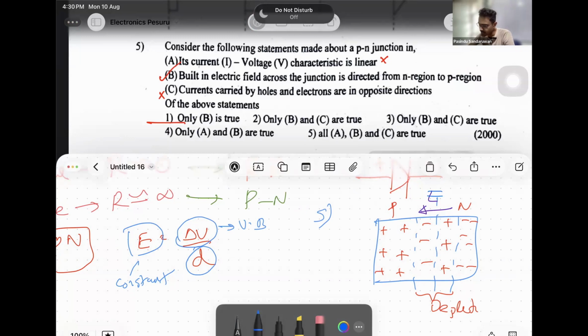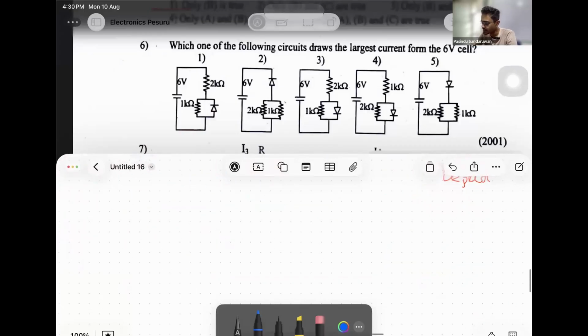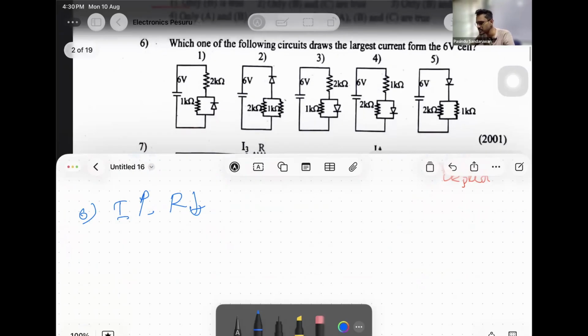That is 1. 6. Which of the following circuits draws the largest current from the 6-volt cell? Right. Similar to question 4 we did. Largest current means minimum resistance, no? Higher the I, lower the resistance. Largest current is when resistance is minimum. Then check the one with the minimum resistance.